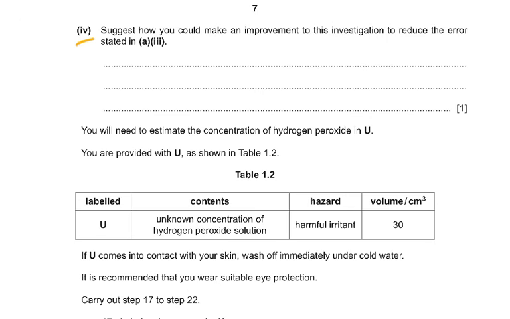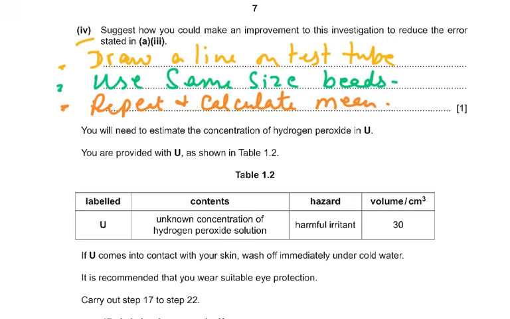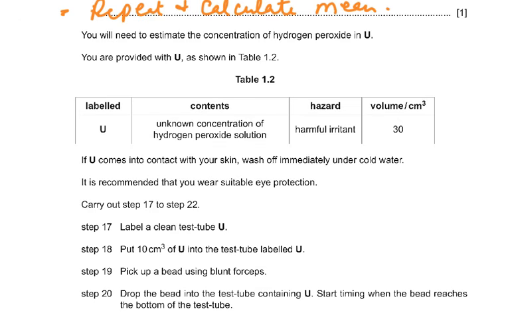So you can draw a line on the test tube to show the surface more clearly, or you can use a black card, or you can measure the size of each bead and use the same size beads, or you can repeat the experiment and calculate the mean. It depends what you wrote in the previous part of the question.